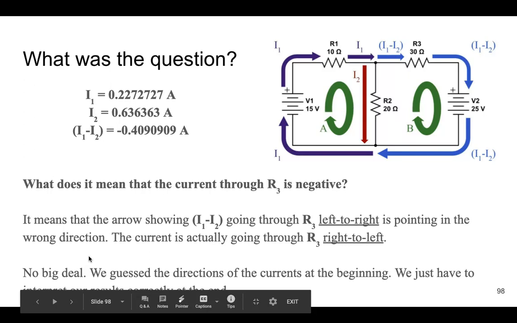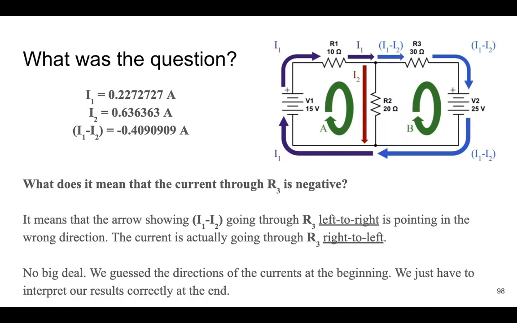It doesn't matter. You're way better off just quickly making all of your guesses, always guessing the same way, and just anticipating that some of your guesses will be wrong. You'll end up with negative numbers, and then just relying on the fact that I can interpret that correctly at the end. So that's how you do it.